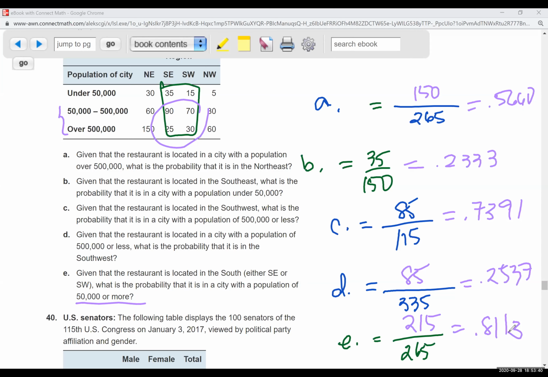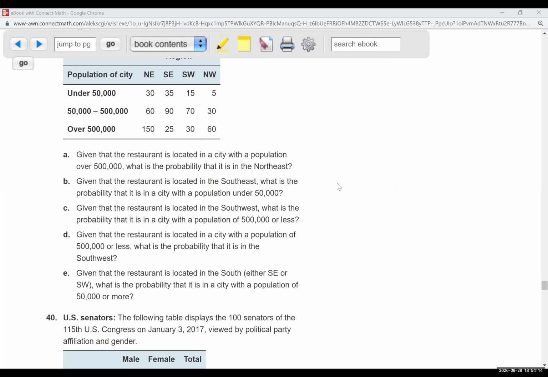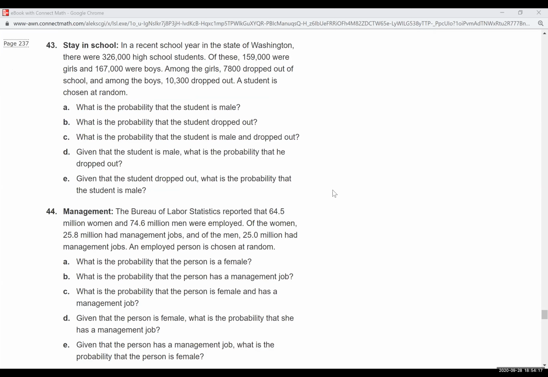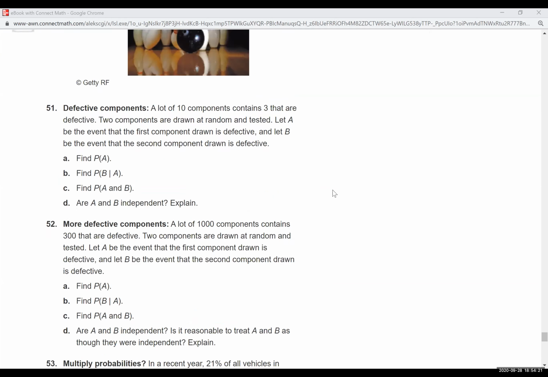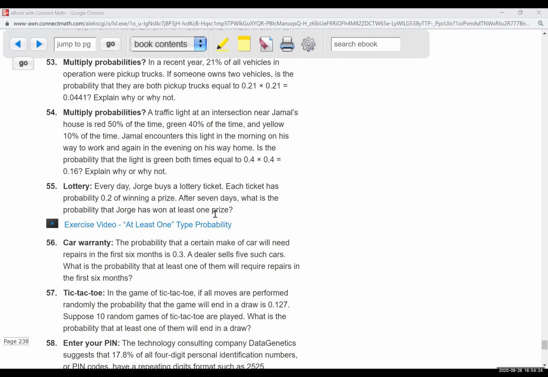Questions? All right. So another example here, and I want you to try this, number 55.